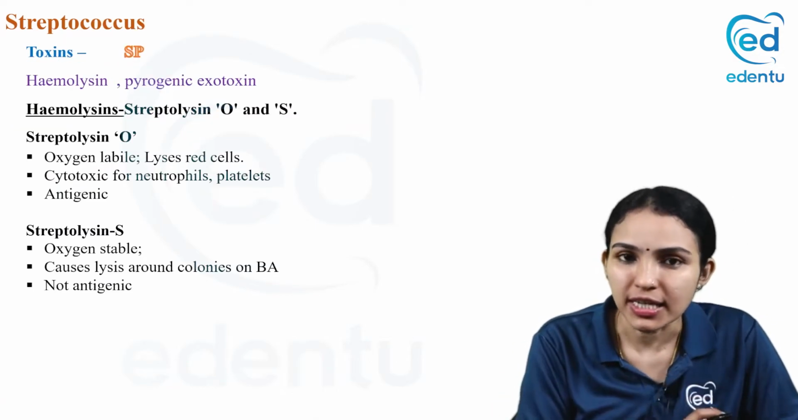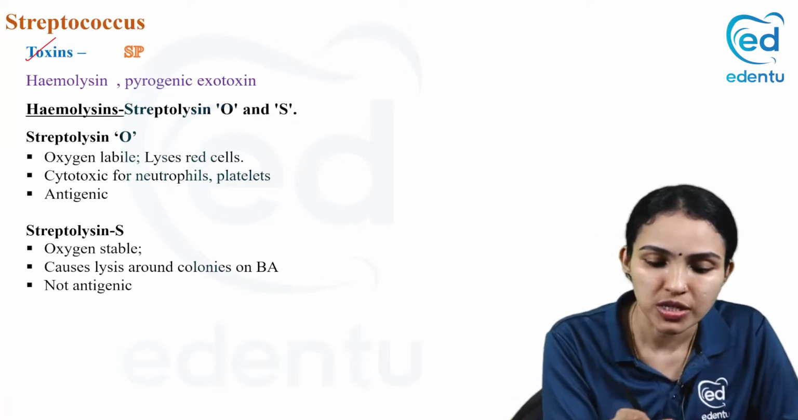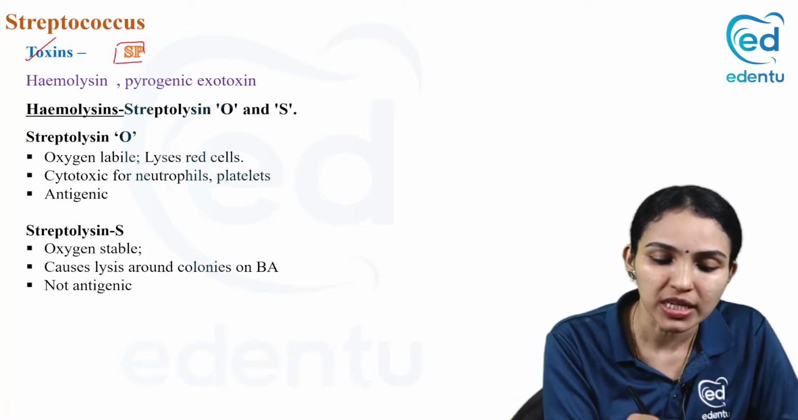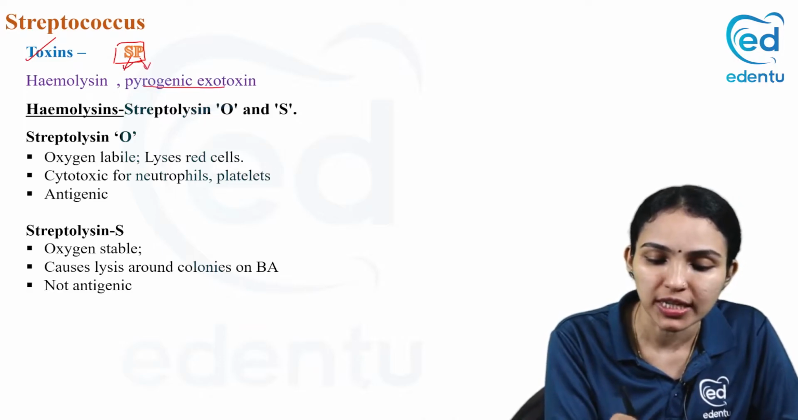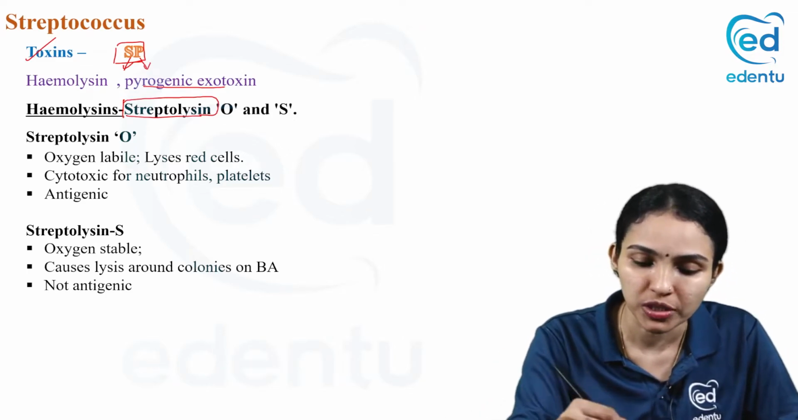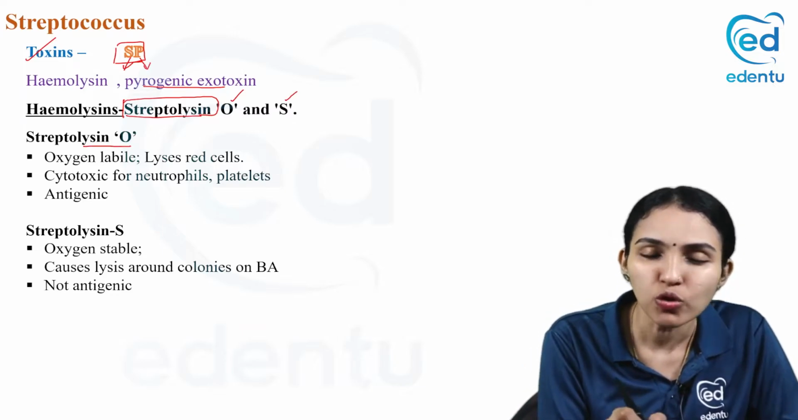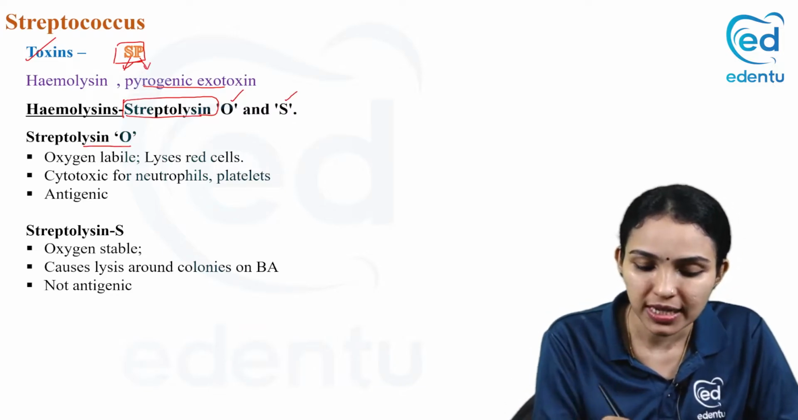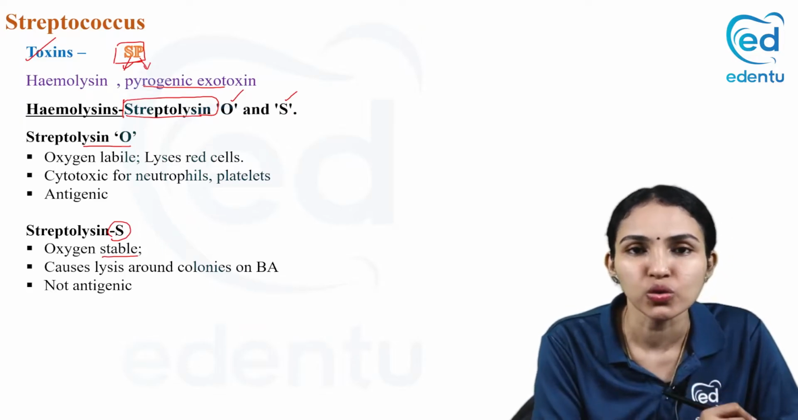So we have finished the antigens of Streptococci. The next thing is toxins. What toxins does it produce? You can remember that with the mnemonic SP. S for streptolysin and P for pyrogenic exotoxin. Streptolysin is actually a hemolysin produced by Streptococci, which has two types, O and S. Streptolysin O means it is oxygen labile. S means it is stable. S for stable and O is labile.